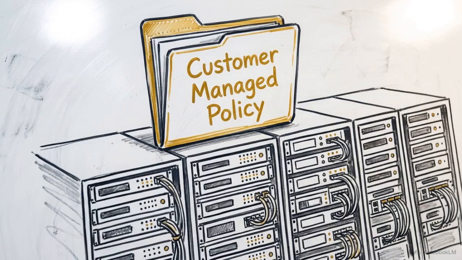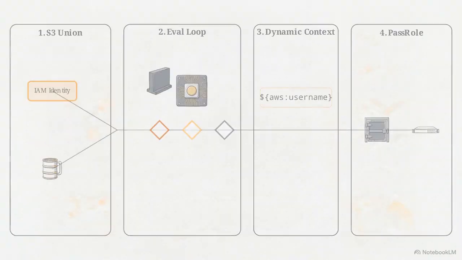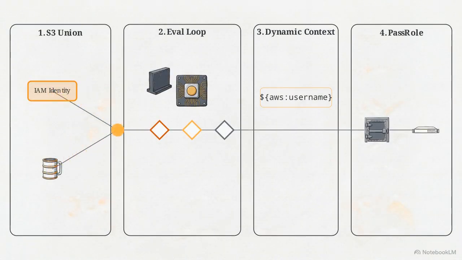Secure access management requires standardizing your infrastructure on version-controlled customer-managed policies and strictly adhering to the absolute power of the explicit deny. This diagram maps the compiled system in motion. Policies form a logical union, pass the evaluation loop, resolve dynamic variables, and enforce strict delegation constraints. You must internalize this algorithm. Infrastructure as code is meaningless if access controls are configured through guesswork.